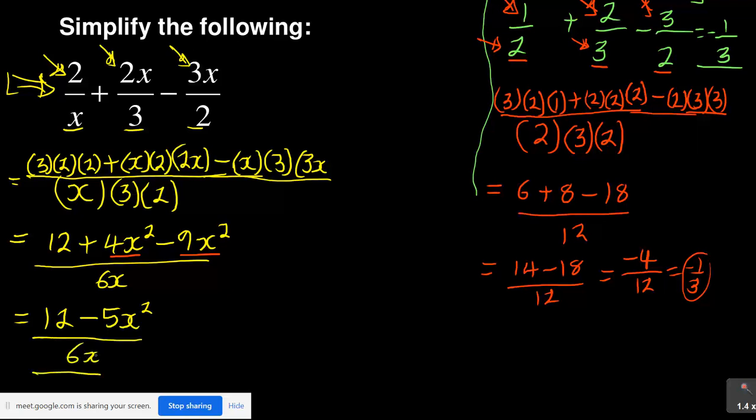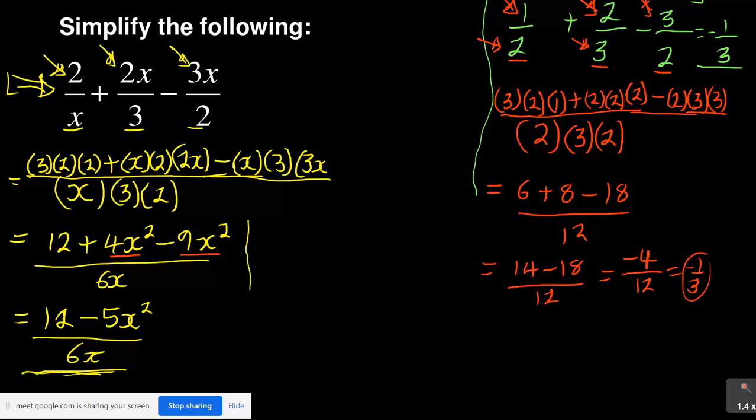So now there is nothing common anymore. There's just 12 as a number. We've got 5x squared, something different. We've got 6x, something different from the other two. So this is final. We can't go any further than that.